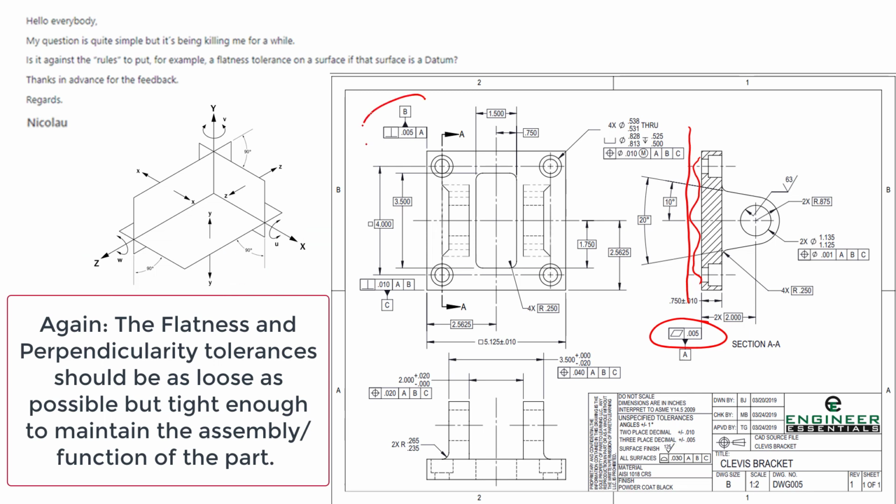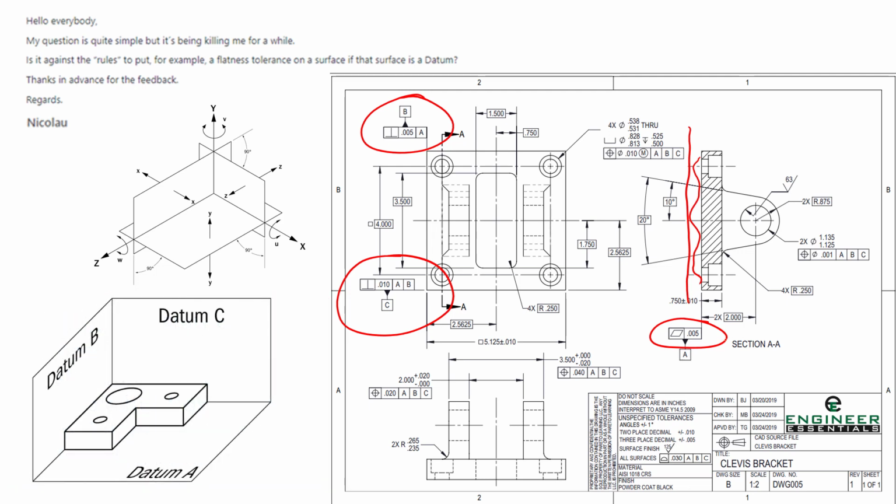And if you notice with datums B and C, we've also done qualifying on these as well. So we've qualified datum A with flatness, we've qualified datum B with perpendicularity, and we've qualified datum C with perpendicularity as well. Datum A cannot be oriented in any way to another datum because it's a primary datum. It's oriented to itself. Nothing exists before that plane.